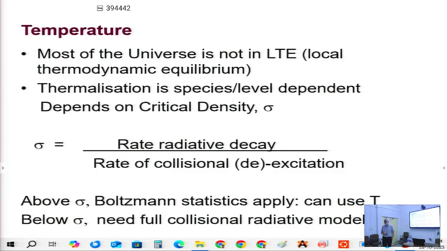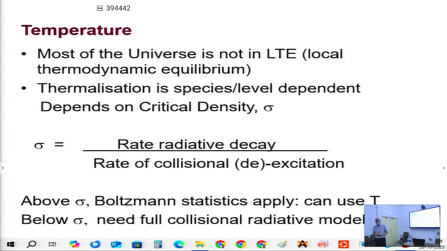Temperature. Temperature only exists if you're in thermodynamic equilibrium. If you're not in thermodynamic equilibrium, temperature is not a useful concept. Though people sometimes do things like use partial temperatures in molecules. They say you have a vibrational temperature or rotational temperature, for instance, which is quite a common approximation. But basically, if you're in thermodynamic equilibrium, you have a temperature. If you're not, you don't. And it's quite important to know which you are in.